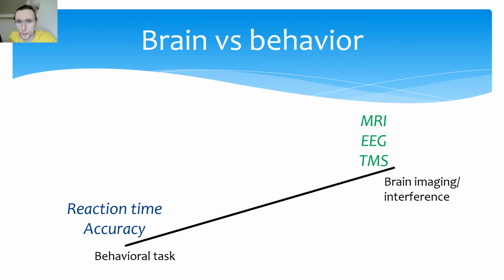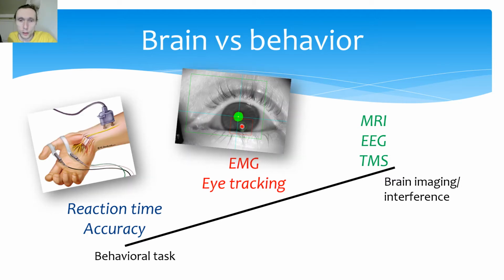And that's not something special. You can do those two things at the same time. However, there are some things you can record that are a little bit intermediate. Two examples that I want to give are electromyography and eye tracking.